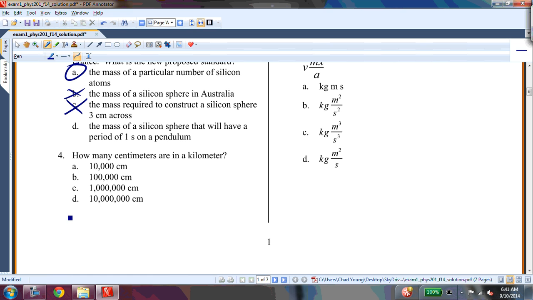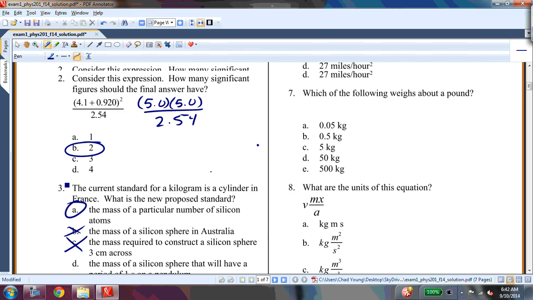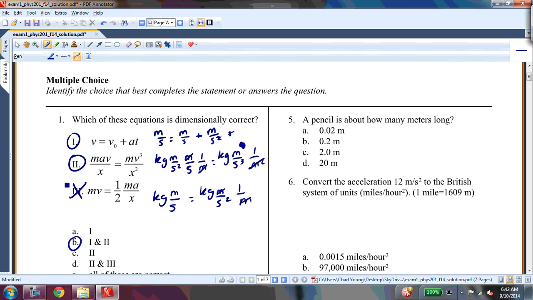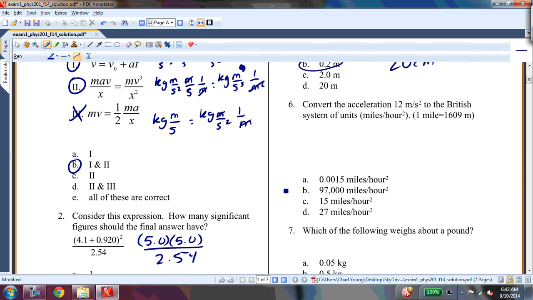How many centimeters in a kilometer? Well, in 1 kilometer, there are 1,000 meters. And in 1 meter, there are 100 centimeters. So 1,000 times 100 is 100,000. A pencil is about how many meters long? Well, it's about 20 centimeters long. 20 centimeters is equal to 0.2 meters. Actually, a number 2 pencil is 19 centimeters long.